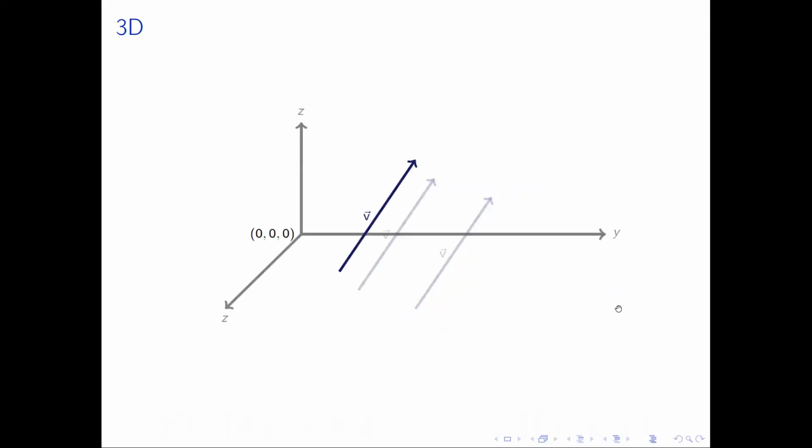Again, I can translate this and take it to origin. You guessed it. And again, the presentation that I showed you before also has the same components as the terminal point of this vector if it starts at origin.